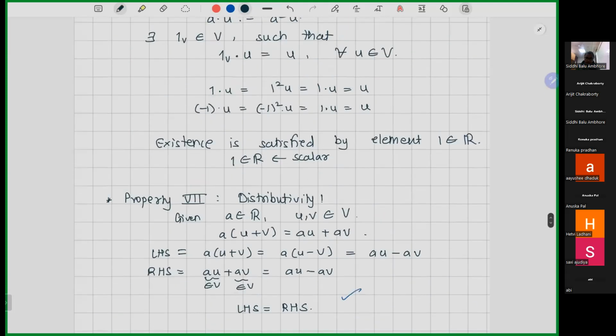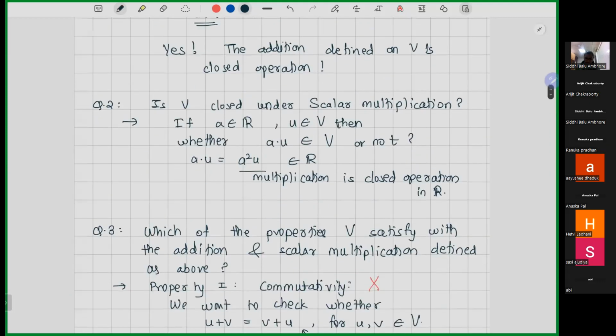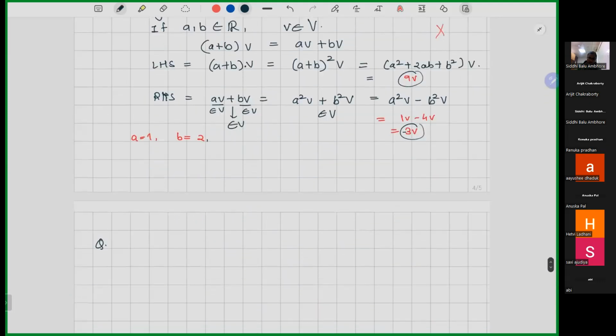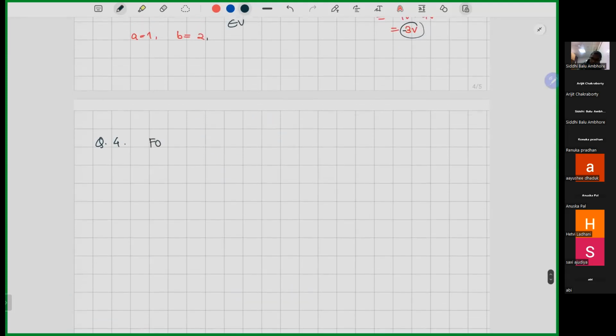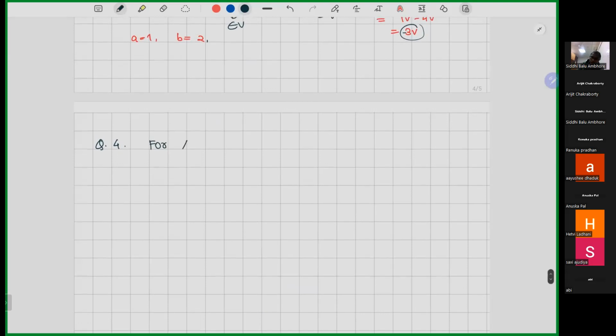So I don't know which question number this was, but okay, question number 4, let's write. So we would like to see for A in M3R. So M3R is the set of all 3 cross 3 matrices with entries from real numbers. Okay.